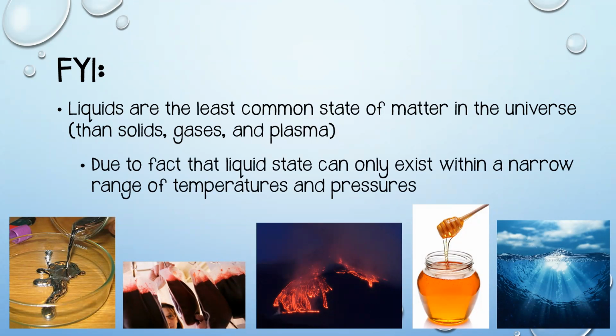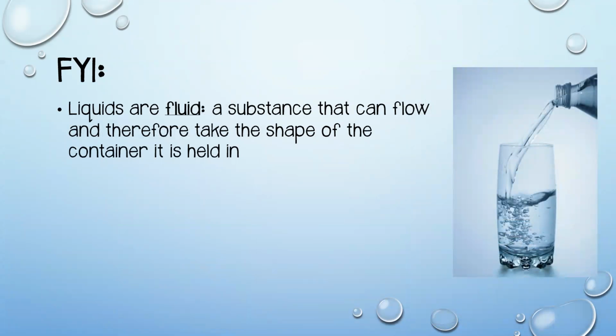The main reason as to why liquids only exist sporadically is because they exist within a narrow temperature and pressure range. Liquids are considered to be fluid, and remember that a fluid is a substance that can flow, and because of that, it can take the shape of the container it is held in.